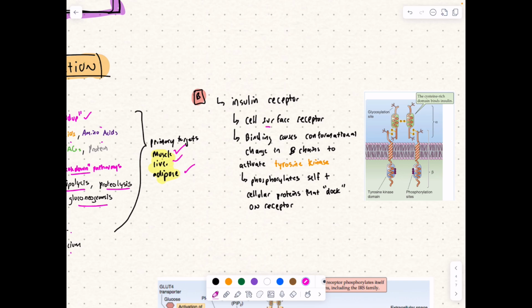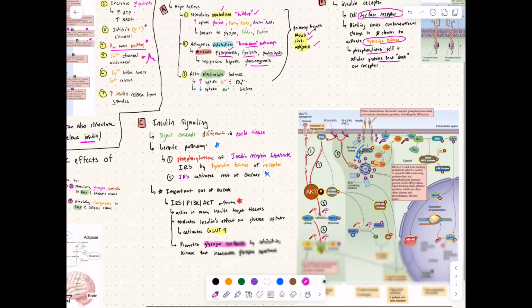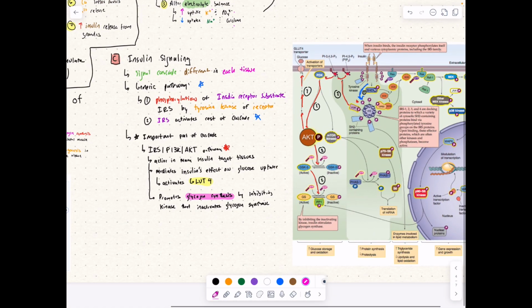I think the basic thing to know is this is a surface receptor, and it is made up of tyrosine kinase, and it's going to phosphorylate itself, and then cellular proteins that bind to the receptor, and we'll see that in more detail right now. So we were told that the insulin signaling pathway is a little bit different in each tissue.